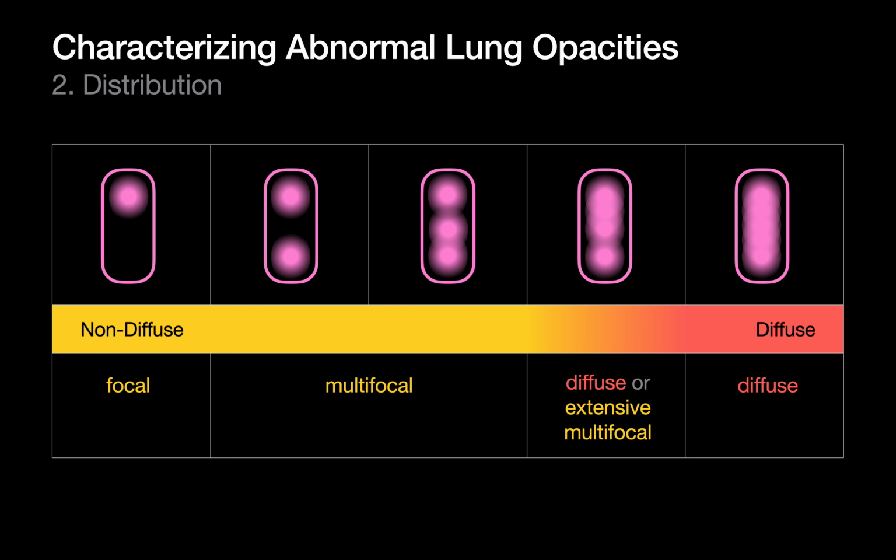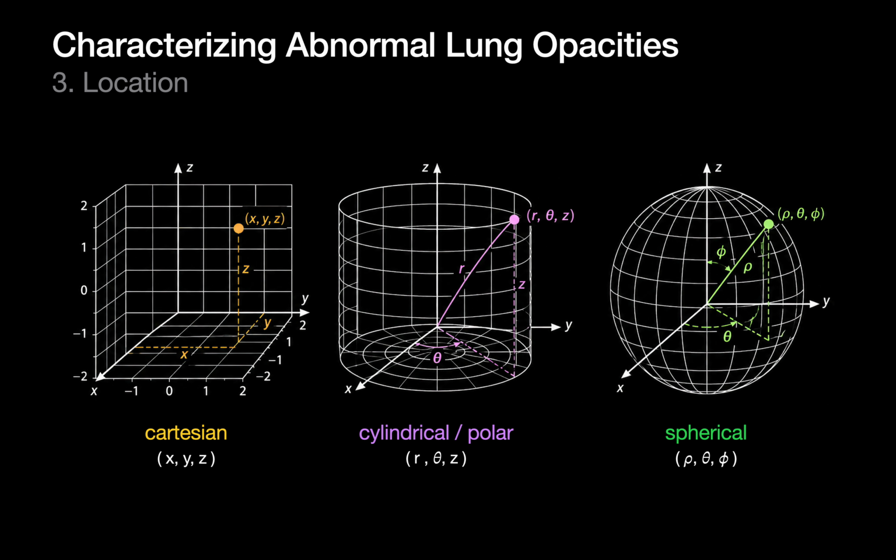The third question we need to answer is, where is it? You probably remember this from high school. There are several ways to describe where a point is in space. Cartesian coordinates, x, y, z: left, right, front, back, up, down. Cylindrical coordinates, r, theta, z: how far out, which direction, what level. And spherical coordinates, rho, theta, phi: how far away and in what direction in three-dimensional space. Different systems, same goal. Tell me where the point is.